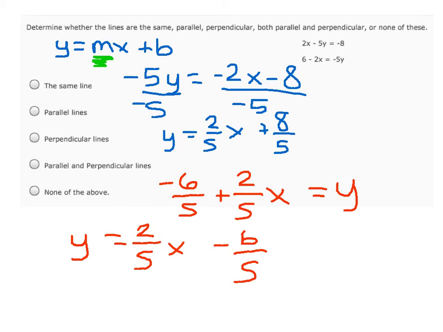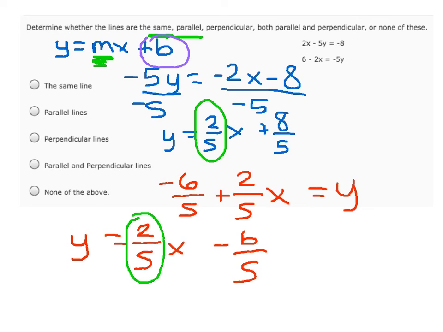So in our first equation, our m, or the slope of the line, is a positive 2/5. And looking down at the second equation, we also have a slope of positive 2/5. So we know that the lines must either be the same line because they have the same slope, or they must be parallel. So the next thing we need to look at are the y-intercepts, or the b part of the equation.